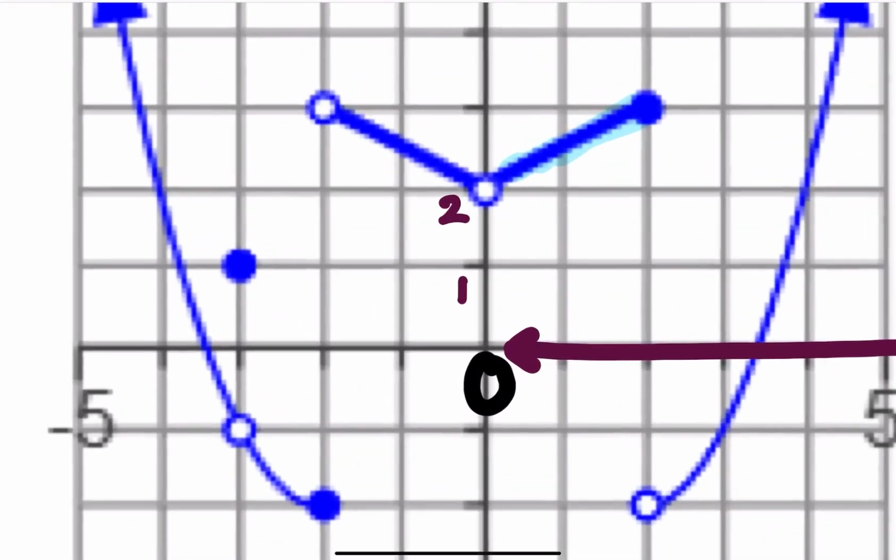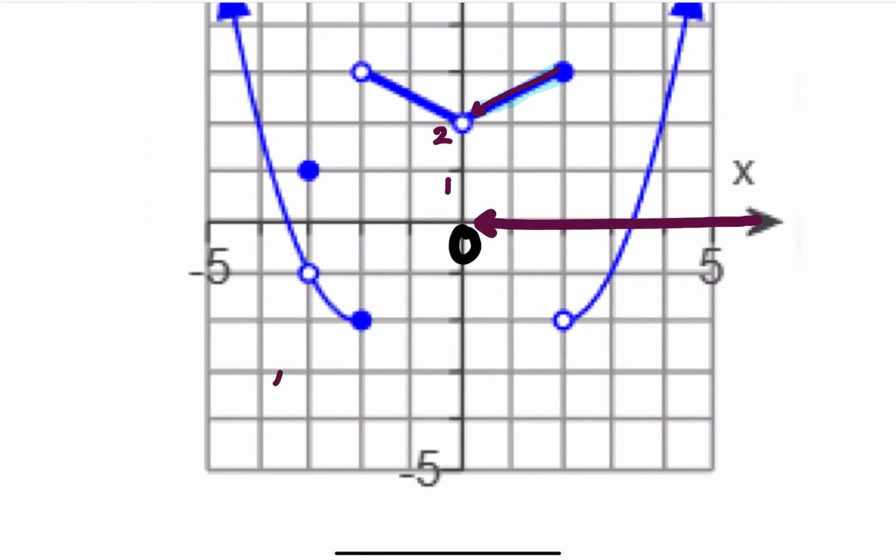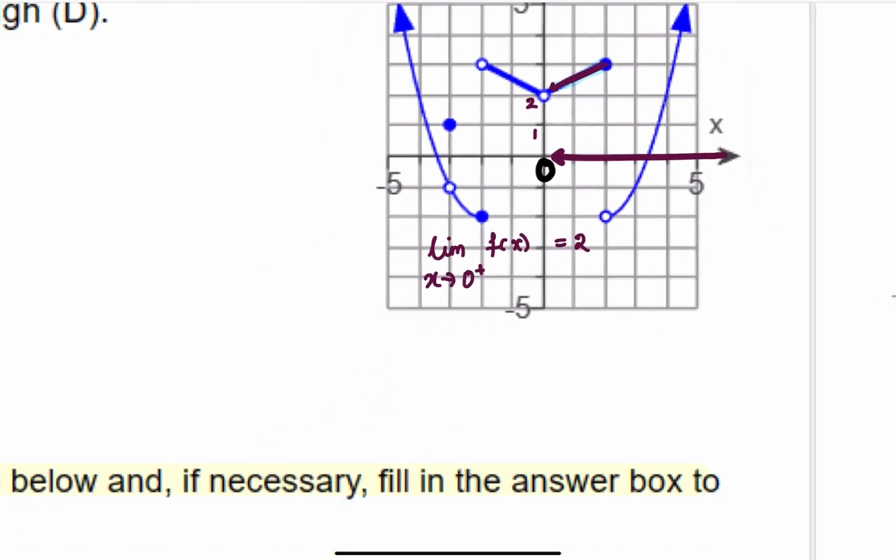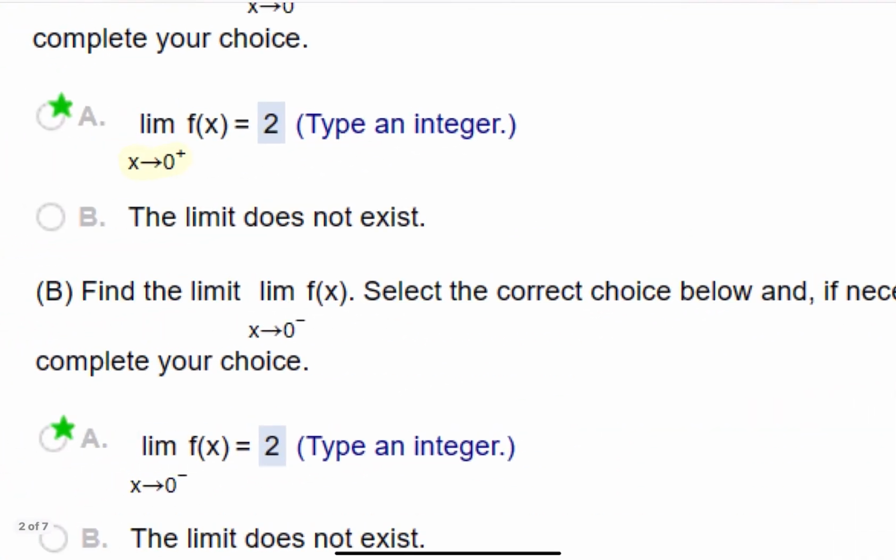Keep in mind, when you see an open circle, the function value is not 2, but it's just approaching 2. So the limit as x goes to 0 from the positive side of f of x is equal to 2 because it's approaching the number 2. Now let's go ahead and take a look at the answer, and that is correct.